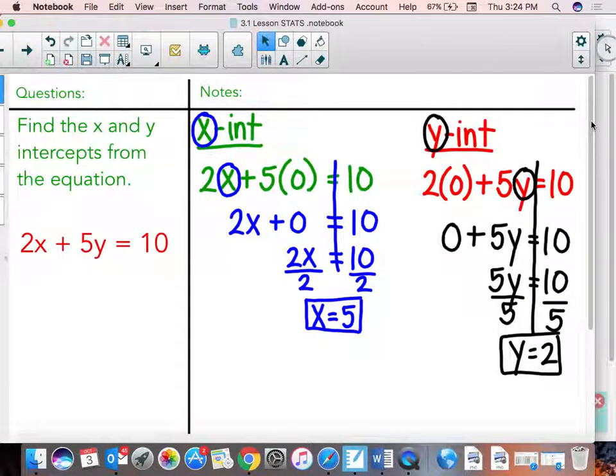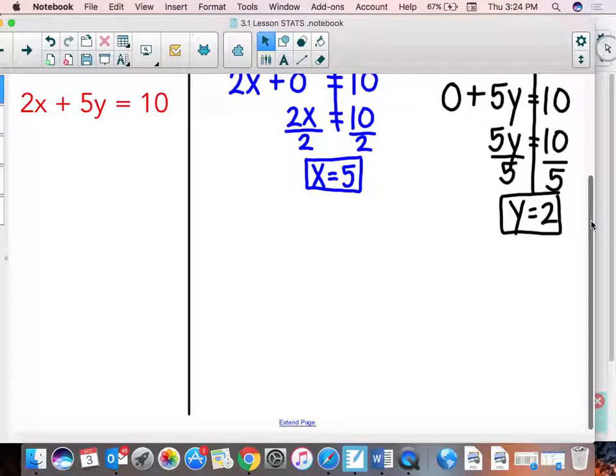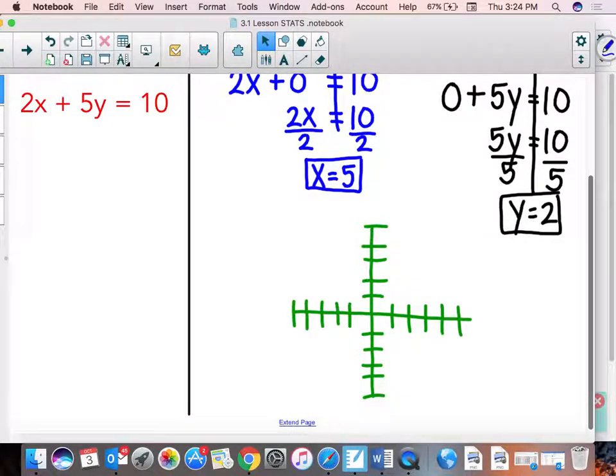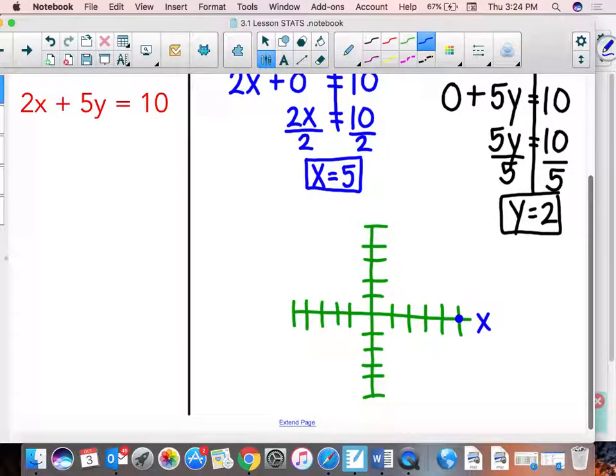My y-intercept is 2. So let's go ahead and graph that. Take a coordinate grid. We have a 5 and a 2, so let's go 5 each direction. So x equals 5. This is your x-axis. Go to 5 and put a dot. Y equals 2. Go to your y-axis and put a dot on 2. You are connecting those two ordered pairs with a line.